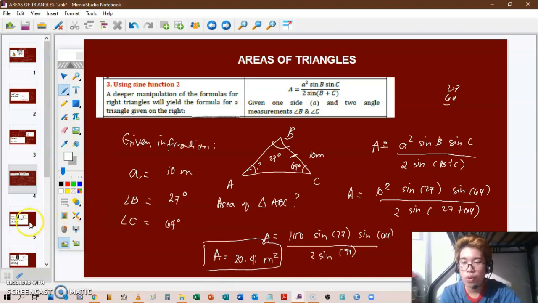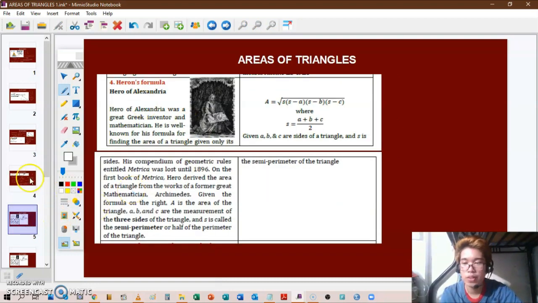So we're going to move forward with the fourth one after this one, Heron's formula.